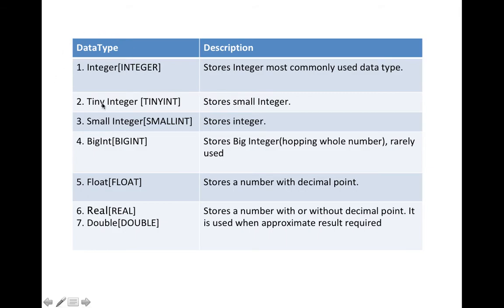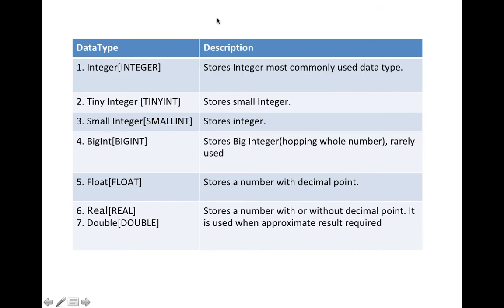Now here, if we see the second one, tiny integer, it stores a small integer. Then there's something called a small integer, which stores an integer. Then there is a big integer, which stores a big whopping whole number, which is rarely used. For some big values you have to put for an integer, we can use the big int. Now from the user perspective, there's not much changing here.